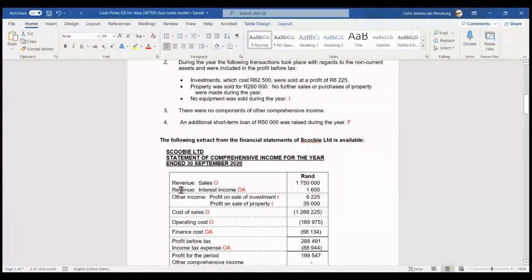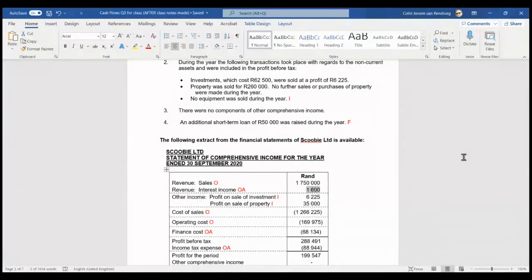There, if we look at our statement of comprehensive income, yes, there it sits. Revenue from interest income. And we see the revenue from interest income is 1,600 rands. But that is not necessarily the cash flow, ladies and gentlemen. And this is where you'll have to make a few notes again. This is a new technique.